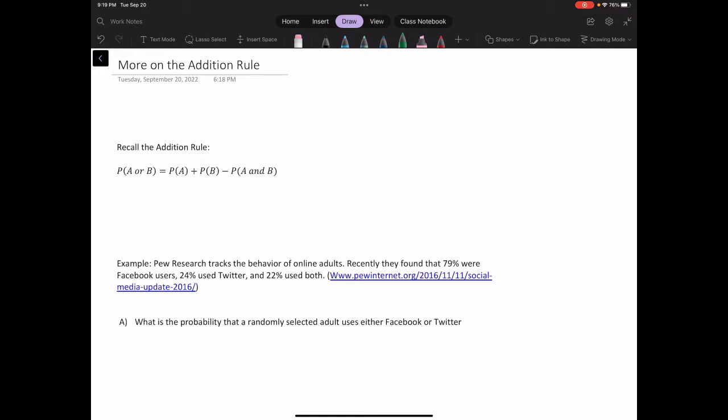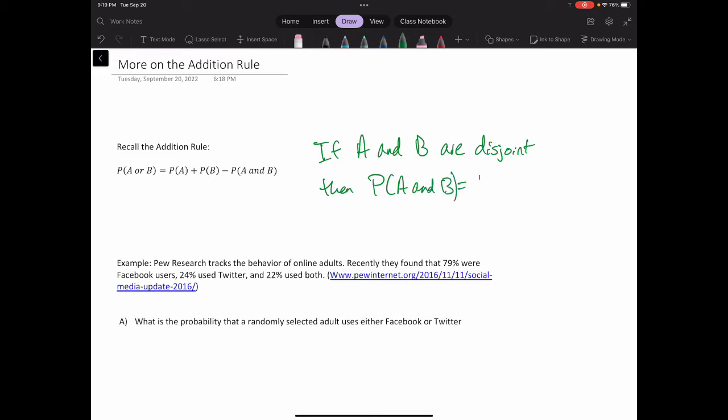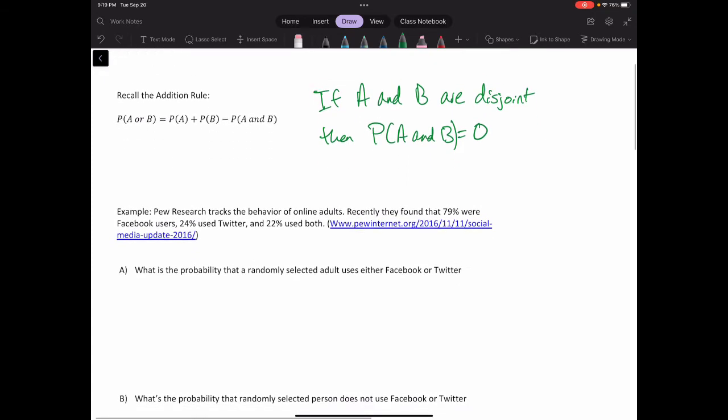In the particular section where we introduced this, we were dealing with disjoint events. So remember, if A and B are disjoint, and feel free to check out the previous video on that, then the probability of A and B equals 0. Anyways, let's get into some more examples of the addition rule. Nothing really groundbreaking or new here.